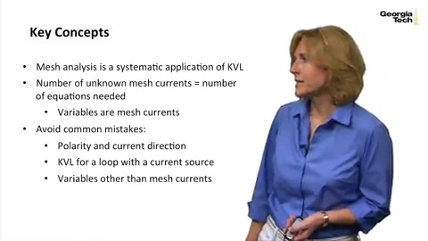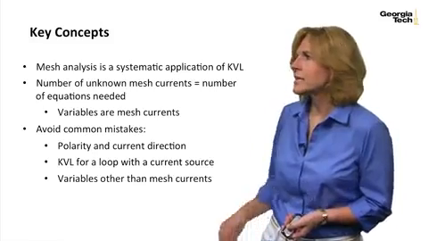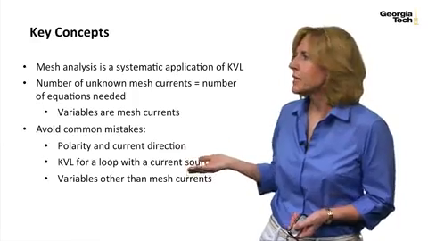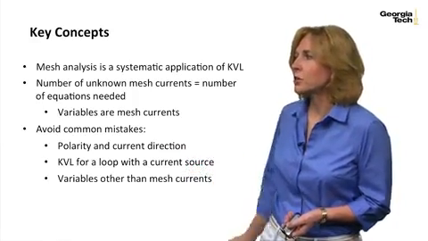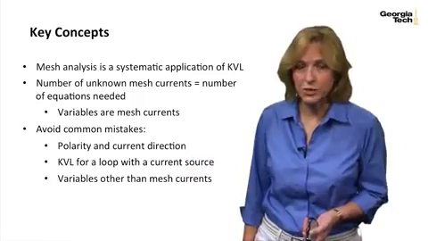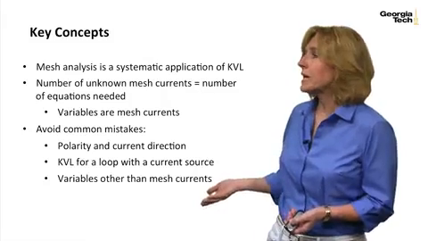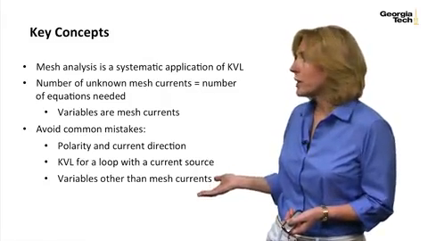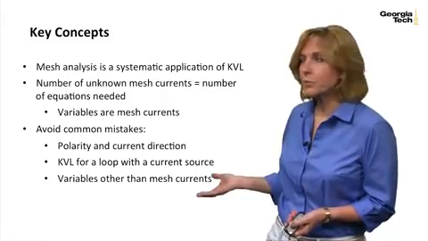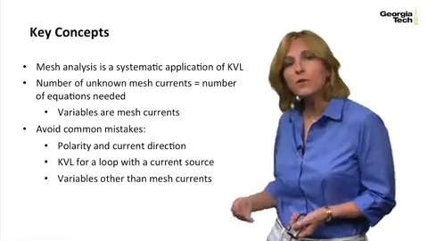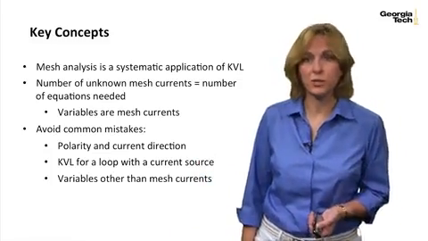Avoid common mistakes that students make. One is the polarity in the current direction. It's very easy to get mixed up on those. Do not do a KVL for a loop with a current source. You don't need to. The current source already defines what that mesh current is. And also, while you're writing the equations and you're trying to solve for those mesh currents, ignore any other variables than those mesh currents. Solve for those afterwards once you know what your mesh currents are.